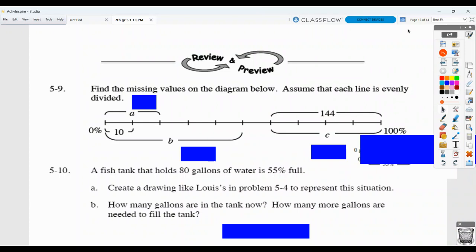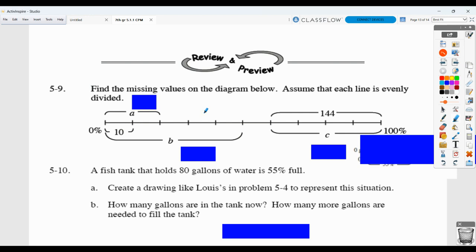This video is to allow you to correct your homework for section 5.1.1. First thing they want you to do is find the missing values on the diagram and assume that the lines are evenly divided. So what you see is that we have basically a percent ruler where it's divided into 10 sections, and this is 100%, meaning the whole thing.